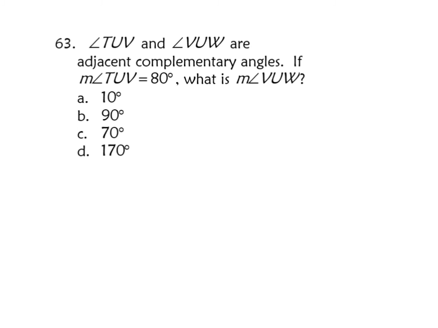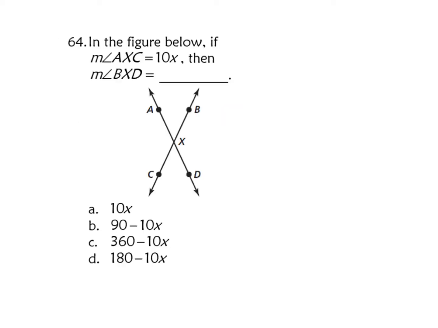All right, angles TUV and VUW are adjacent complementary angles. Okay, so adjacent complementary. We have a right angle and they're next to each other, right? So we have TUV and I have VUW. If TUV is 80, then what's VUW? Again, you have to know it's 90, so 90 minus 80 is 10.